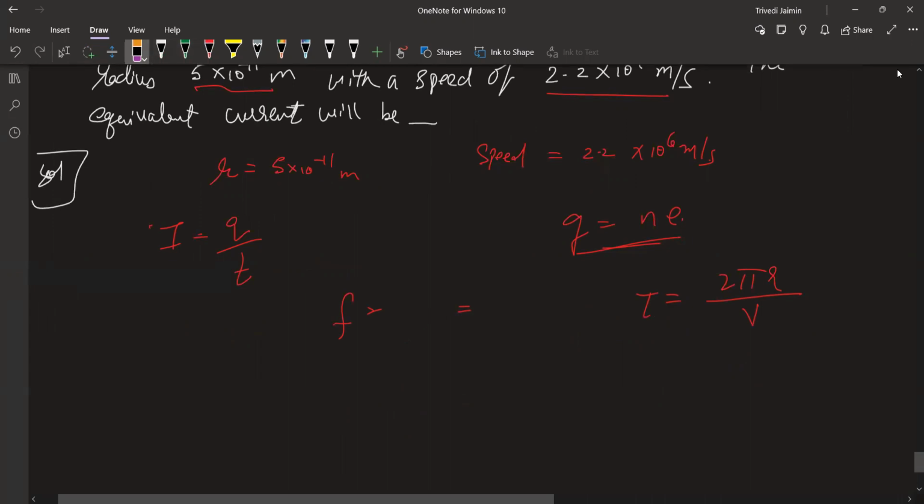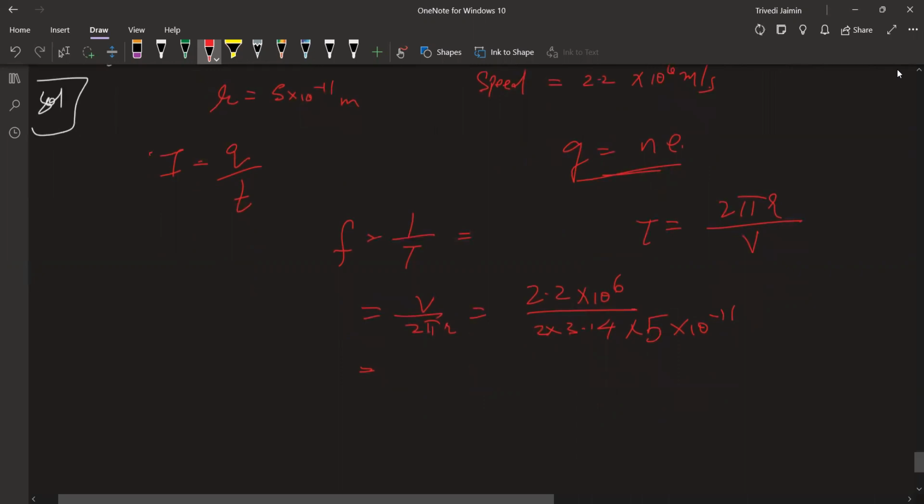We don't want t here. 1 by t, so it will be reverse. So it will be v by 2 pi r, which is 2.2 into 10 to power 6 by 2 into 3.14 into 5 into 10 to power minus 11. So 2 means 11, and if you multiply 3.14, what are we getting? Check. You just multiply and tell me. Till then, I'll just proceed the question.